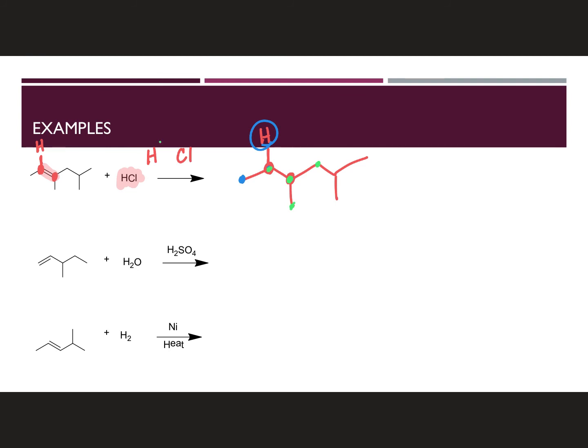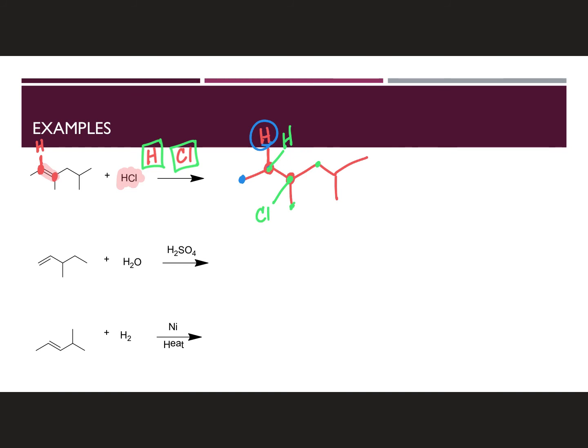So when I decide which carbon is going to get the hydrogen and which one is going to get the chlorine, Markovnikov's rule says the hydrogen is going to attach to the carbon that already has the most hydrogens. So in this case, it's going to be the left carbon of the double bond. So I'm going to put the new hydrogen there, and then the chlorine is going to be added to the other carbon of what was the double bond.